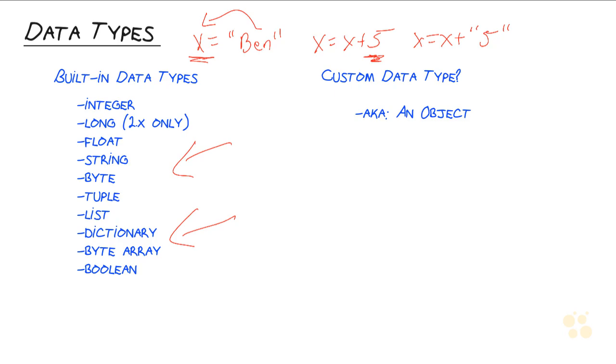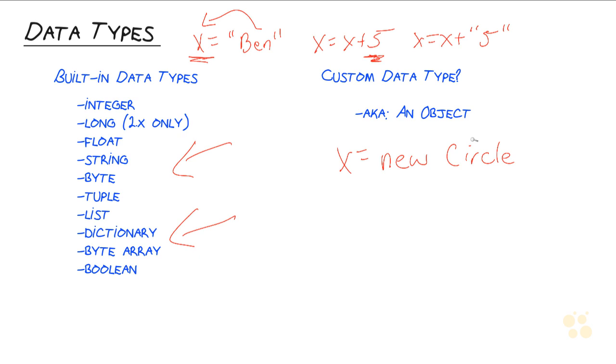I could say x equals a new circle, for instance. And I'm just making up some code here. So now x is not a string, it's not an integer, it's something called a circle. But what does that mean? I'd have to define what a circle was, what kind of object, what kind of data type a circle was.